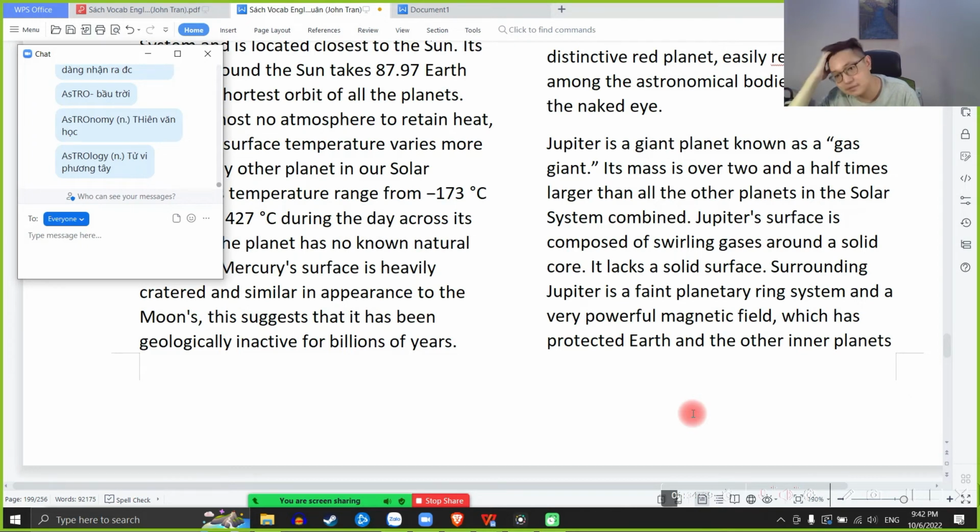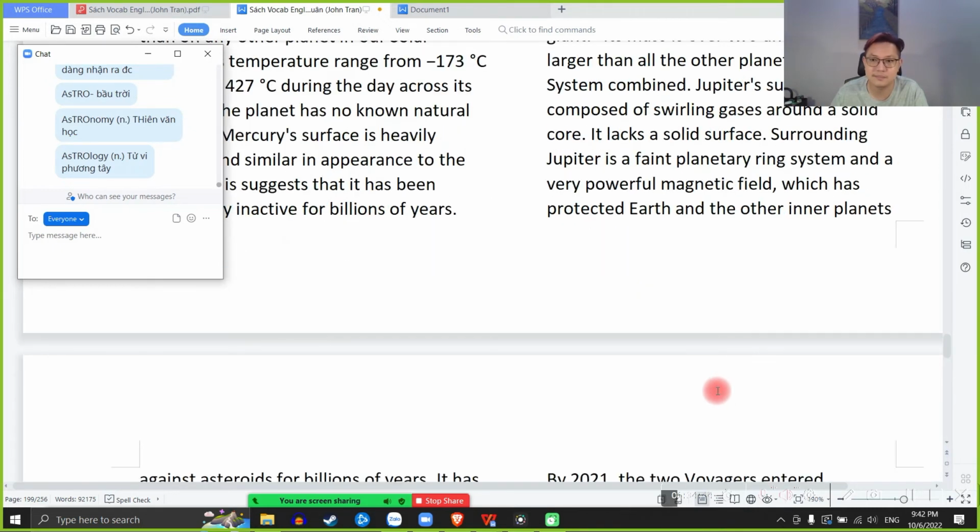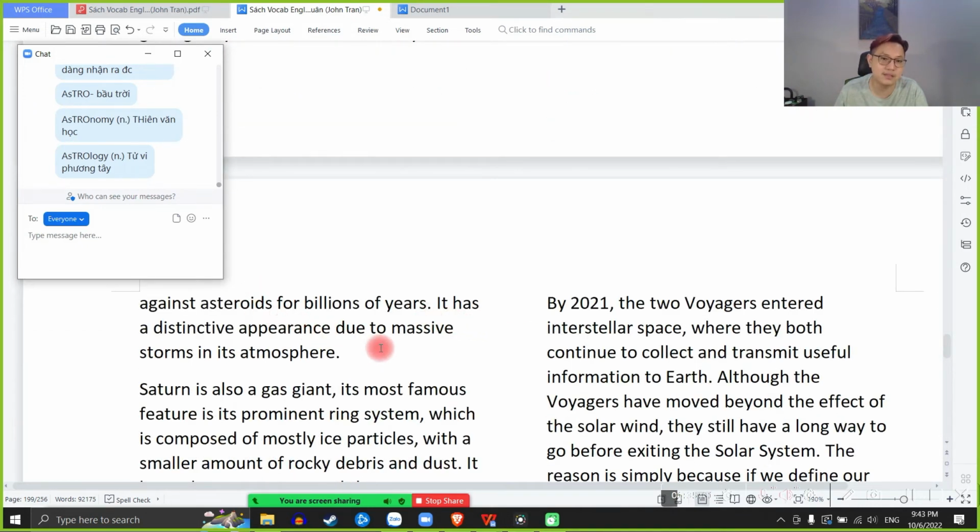a powerful magnetic field, which has protected Earth and the other inner planets against asteroids for billions of years.